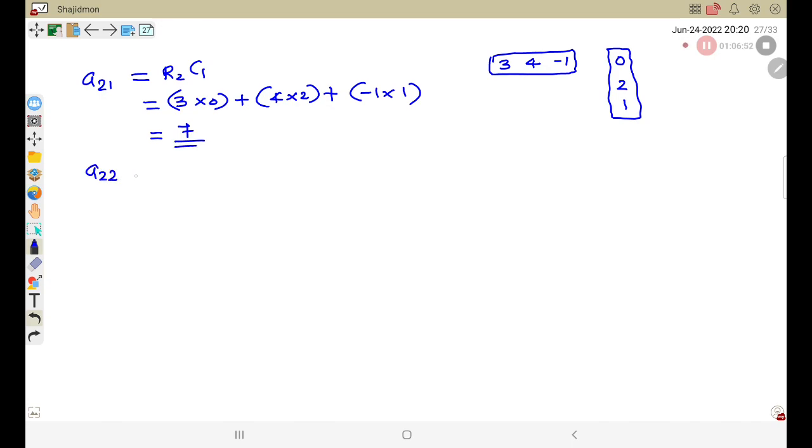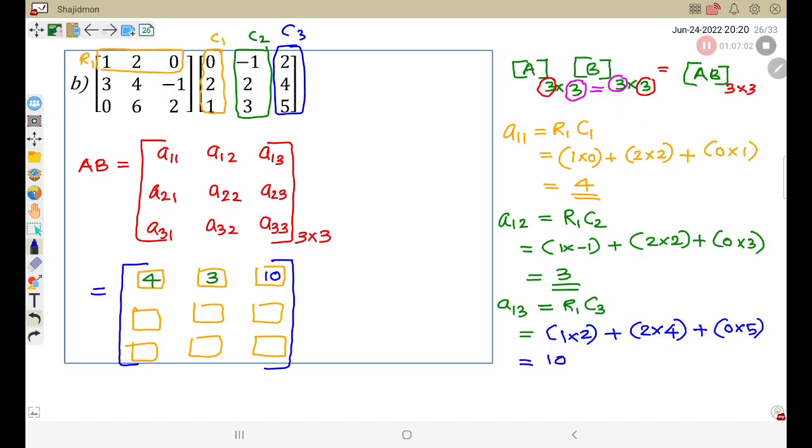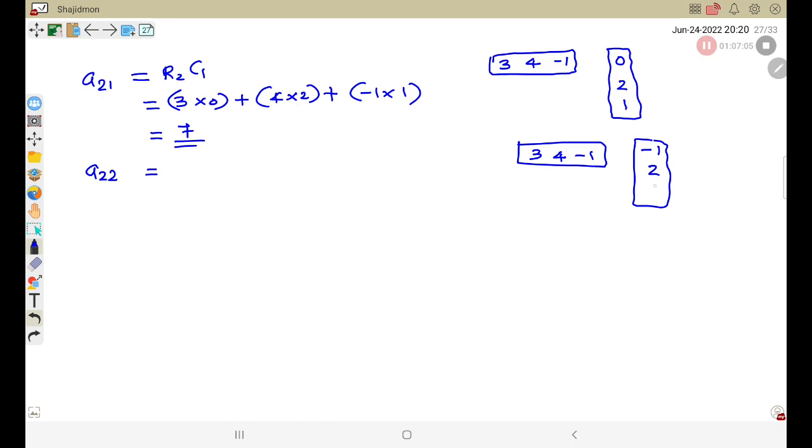Now A22. Row same: 3, 4, minus 1. But we need to take column number 2. What is column number 2? Minus 1, 2 and 3. So we can write 3 multiply minus 1 plus 4 multiply 2 plus minus 1 multiply 3. 3 multiply minus 1 means minus 3. You can check in calculator directly. Plus 4 multiply 2, 8, plus minus 3. Correct? So you will get 2.